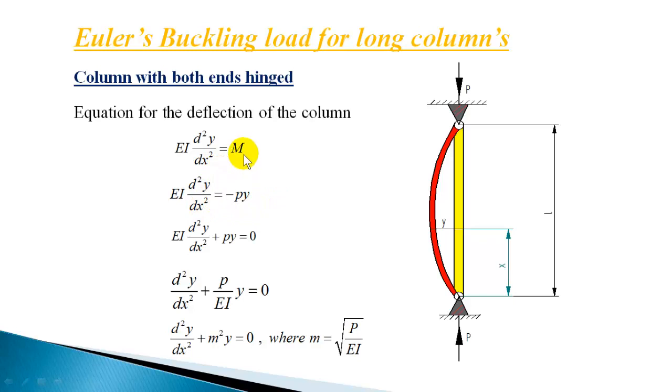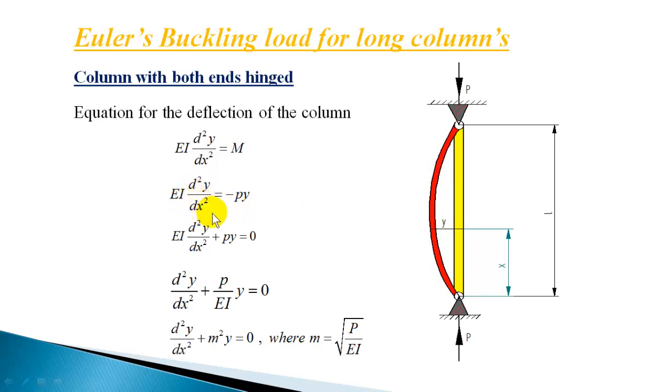So EI d²y/dx² is equal to the bending moment, which you can write as minus Py. You can also observe the shape of the deflected curve. You can see that it is bending like this. It is not straight here. So there is a slope at the starting point also. At the hinged end also there is a slope for the deflected curve. Here also there is a slope. The slope is not zero. It is not straight. Okay, so this is a deflected position.